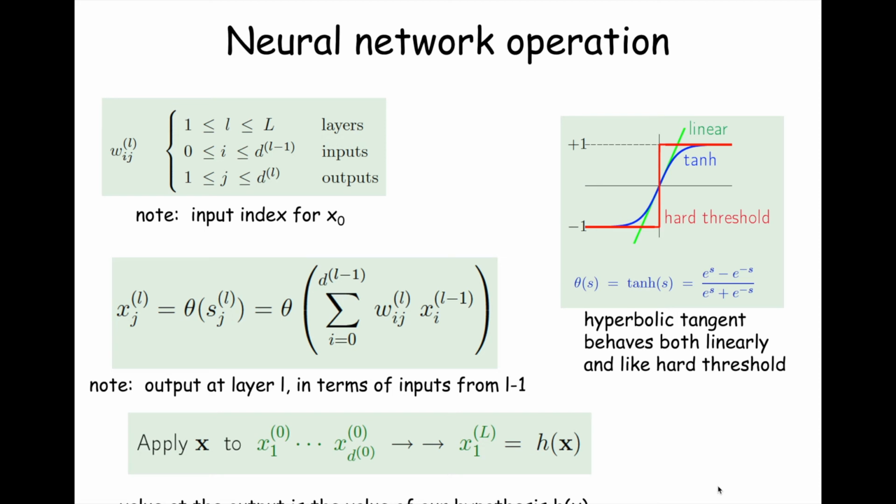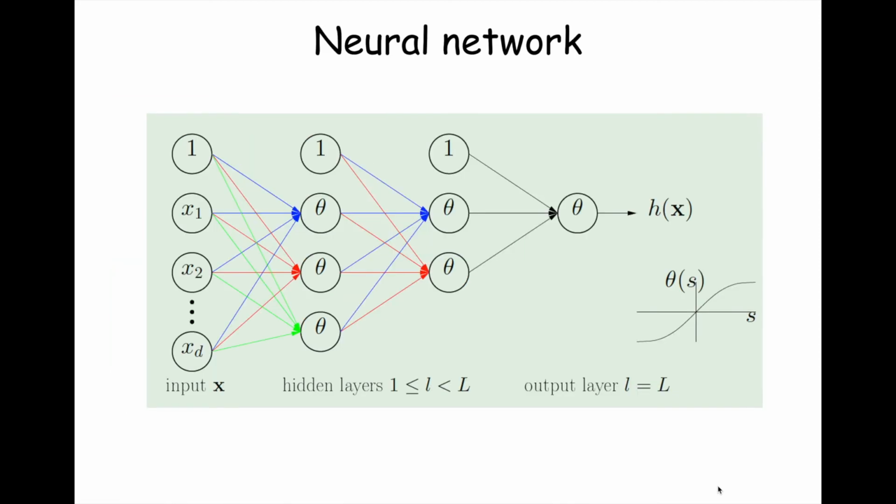So let's take a look at what happens when you evaluate the signal. Now, of course, we have this nonlinearity here. And this nonlinearity is theta. It could be a sigmoid. It could be the hyperbolic tangent. There are lots and lots of soft threshold functions that are used.